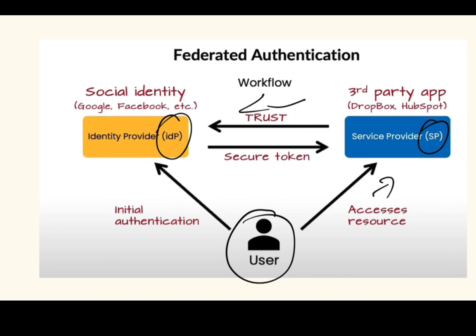So the user has already created an account on Google or Facebook. That is the user's social identity, and when the user tries to access the resources, this third party app trusts this social identity, Google or Facebook, and it passes a secure token to the service provider, and the service provider trusts that external IDP, and it allows access to those resources.